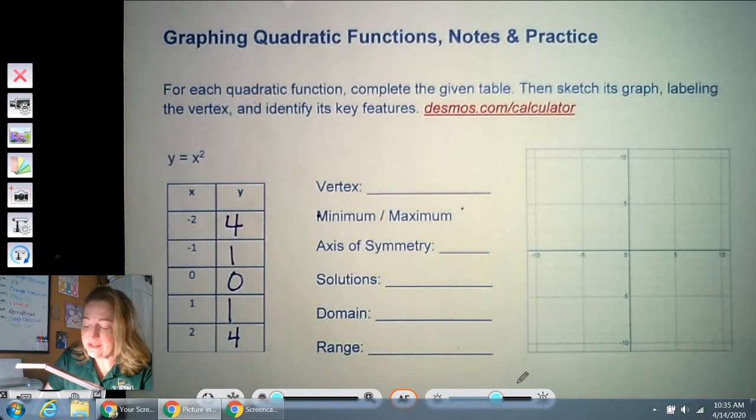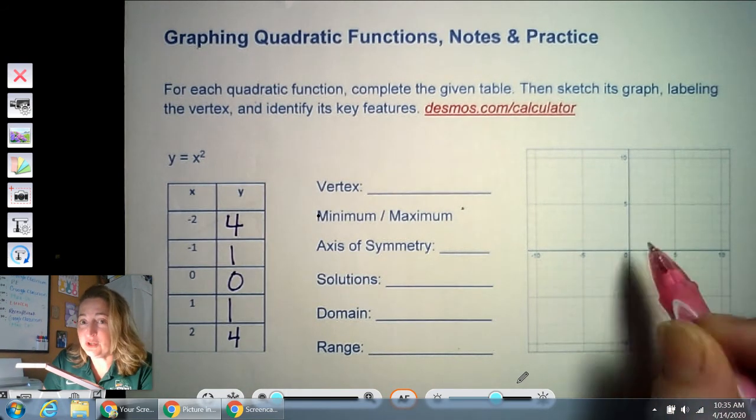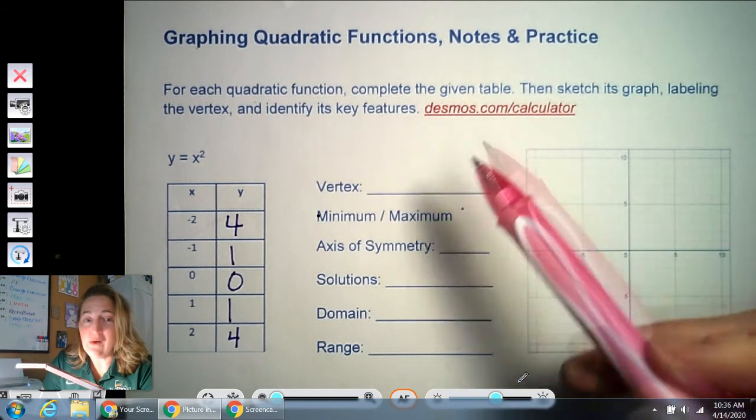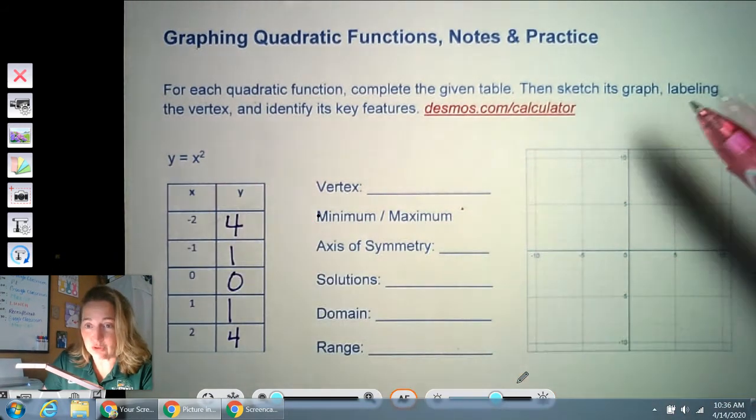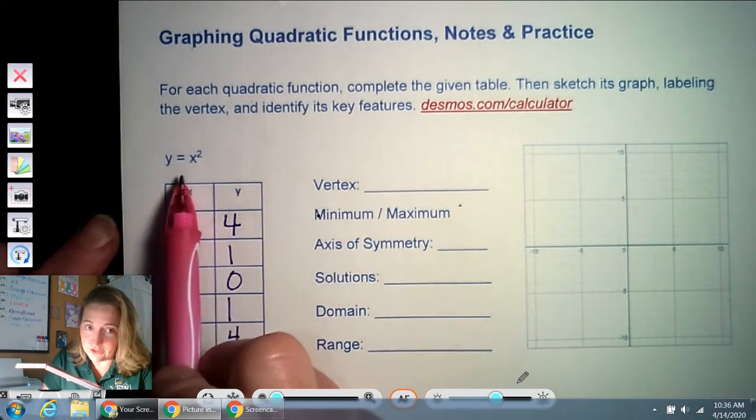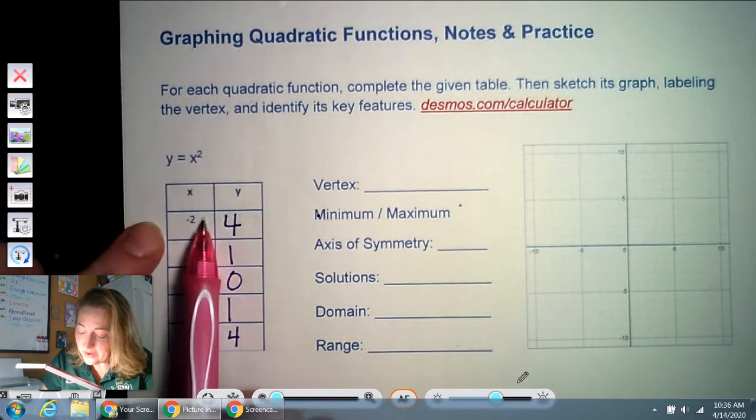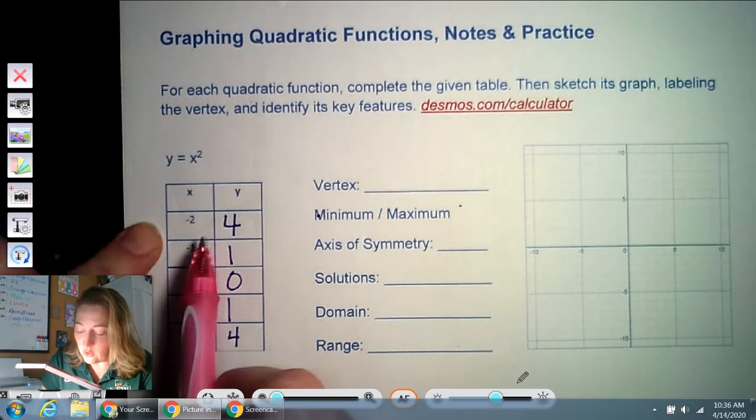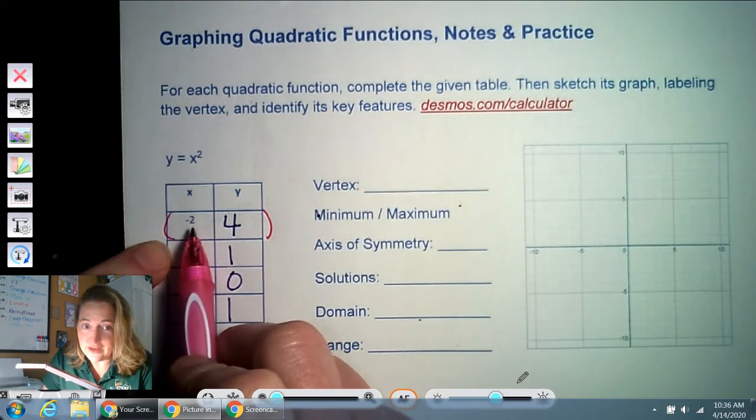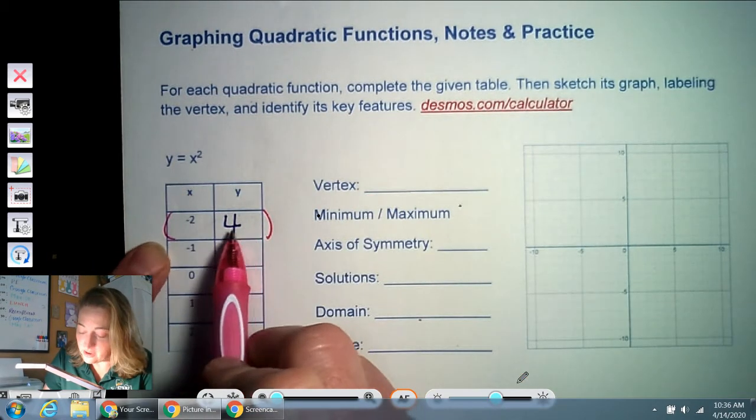Okay. Now, as we go through, we're going to sketch these by hand, but you can certainly go back to Desmos or whatever graphing calculator you use and graph the functions and double check and make sure your function looks accurate. Okay. So our first function, y equals x squared, we already have the table completed. And so these are ordered pairs. So we have a point -2, 4 that's going to lie on our parabola.